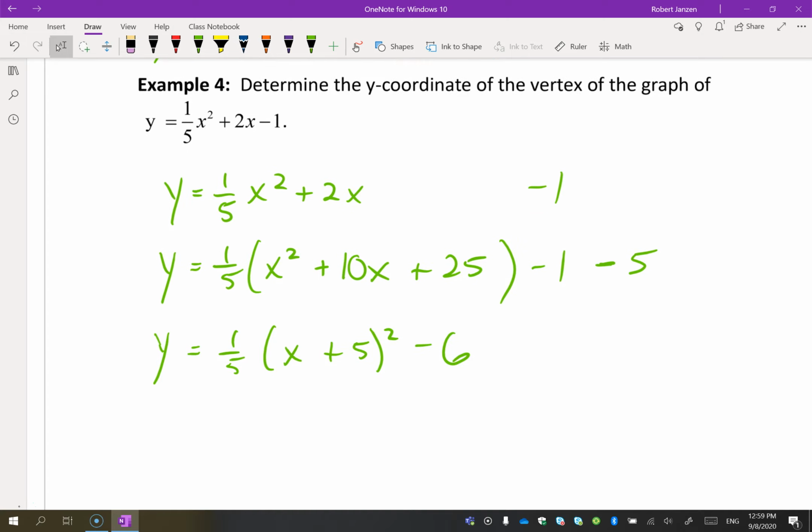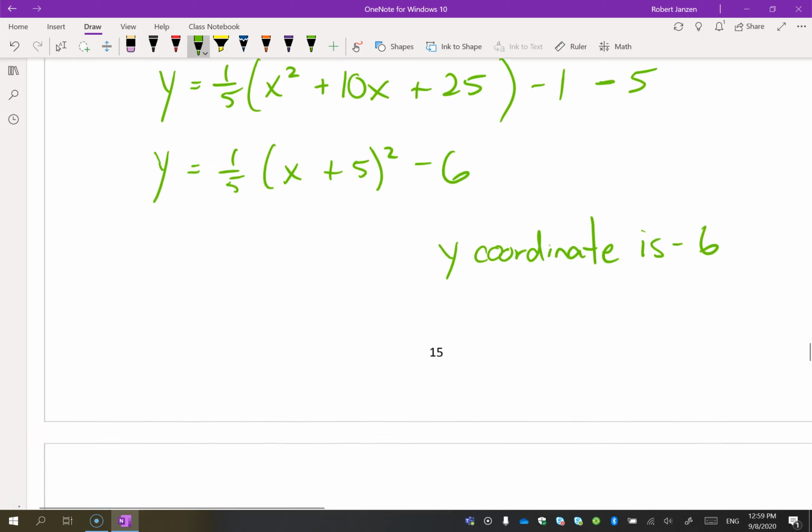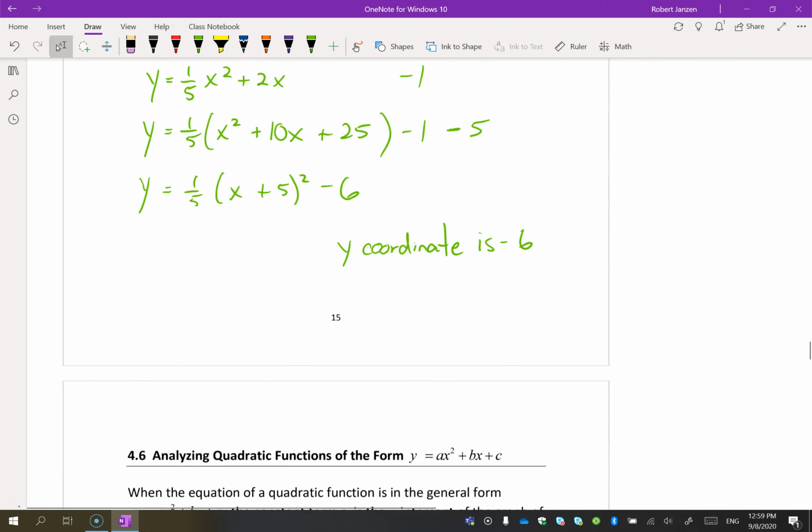Determine the y-coordinate of the vertex of the graph. Well, the y-coordinate is negative 6. Okay, I think we'll stop there.